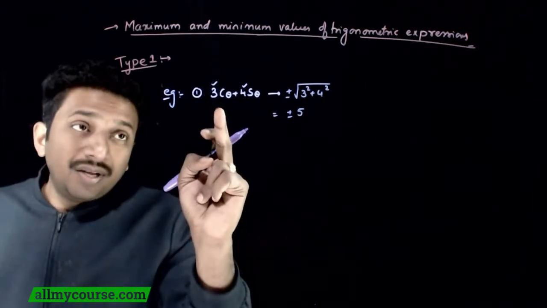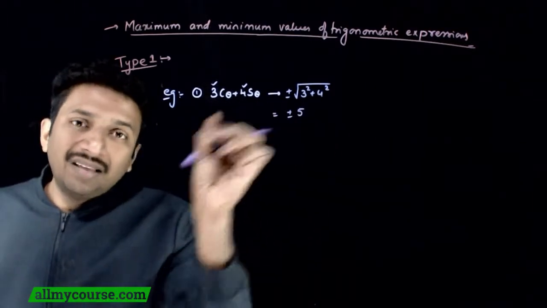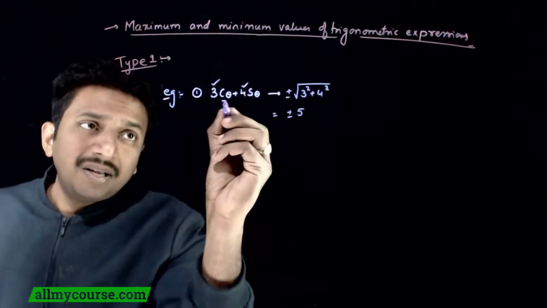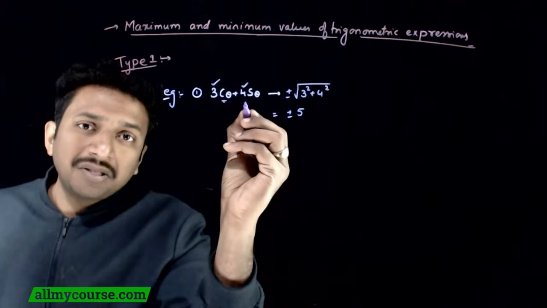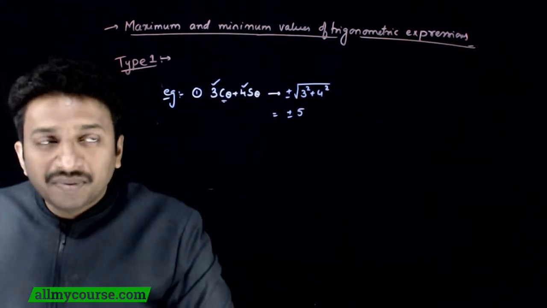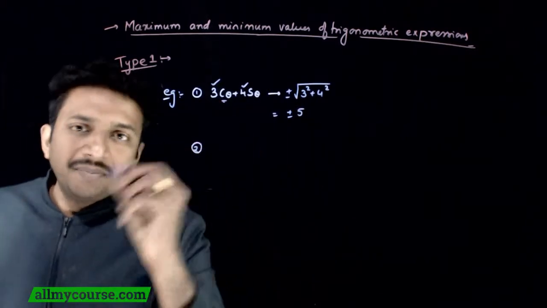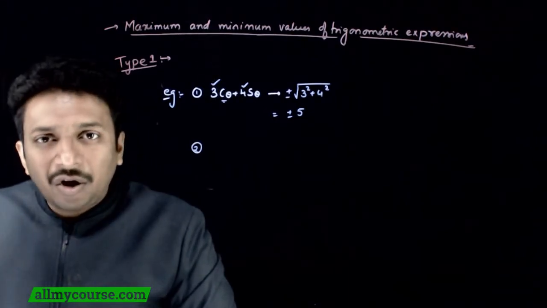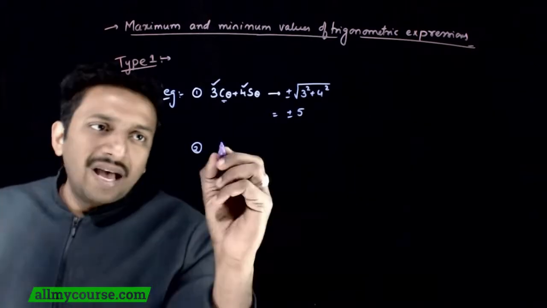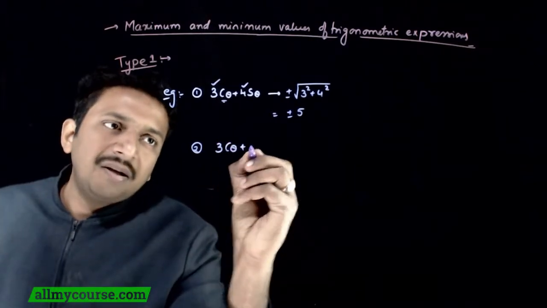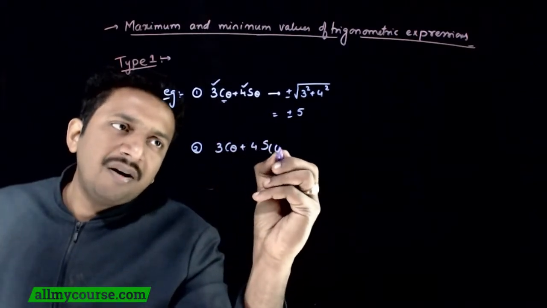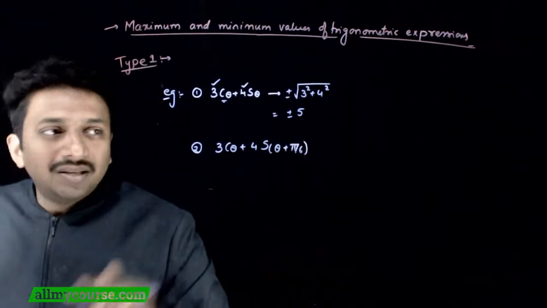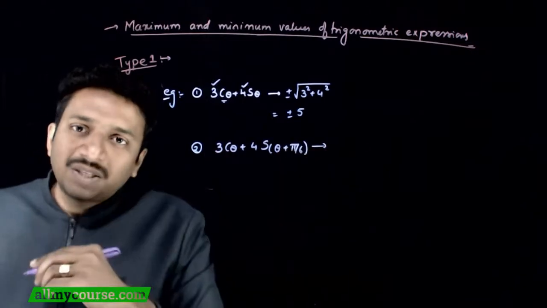So I'm not doing the derivation. From the next time you can directly get the answer. Whenever you see some numbers being multiplied with cos theta and sin theta, this is the answer. So let us take another example. This time let us take a slightly non-obvious example. So if you have 3 cos theta plus 4 times sine of theta plus pi by 6, now what is the maximum and minimum value of this expression?